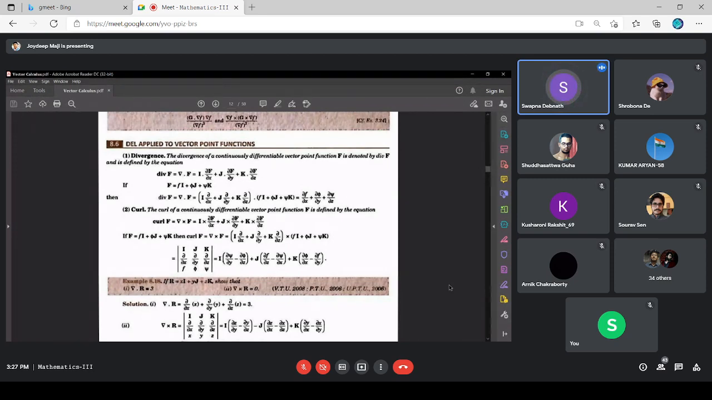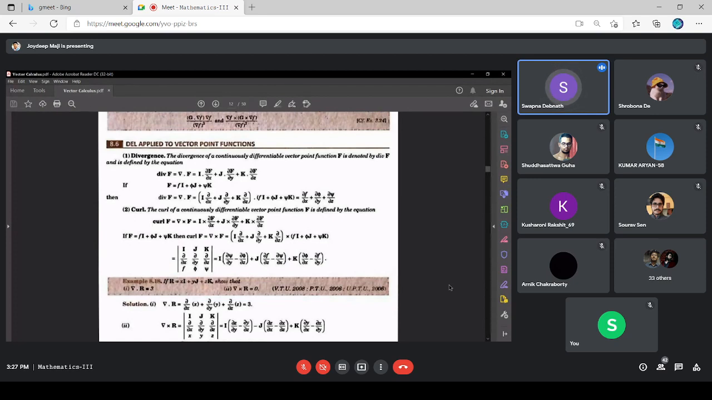Now the divergence. There can be two types of application, because del is a vector quantity, and if it is applied to a vector quantity there must be some dot product or maybe cross product. Dot product is called the divergence and cross product is called the curl. Therefore divergence f is equal to del dot f.